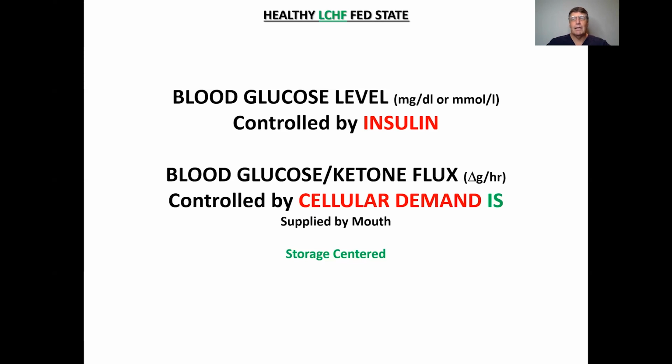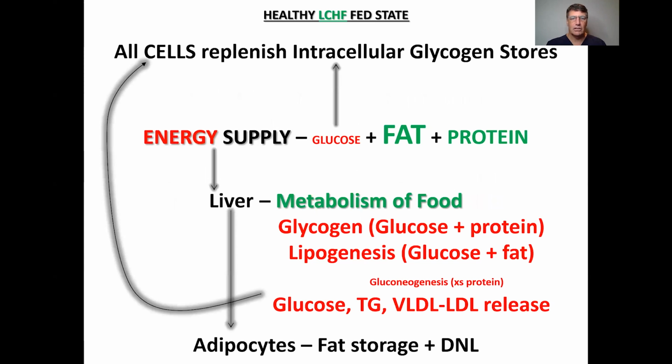So very rapidly, the body distributes what you've just eaten into all of your cells, some directly and some through processing by the liver, when that energy is supplied by the mouth. And this is what we call a storage-centered as opposed to metabolism-centered process. And there should be an ebb and flow. Now, let's look at what this looks like.